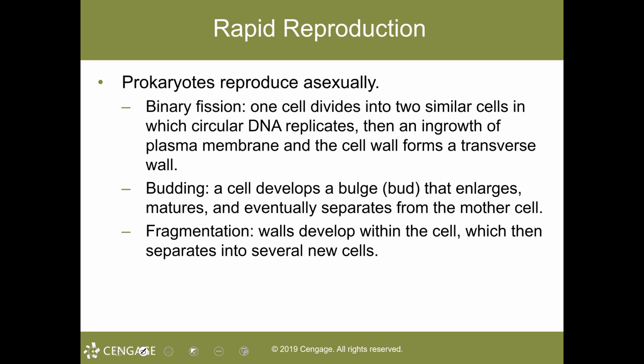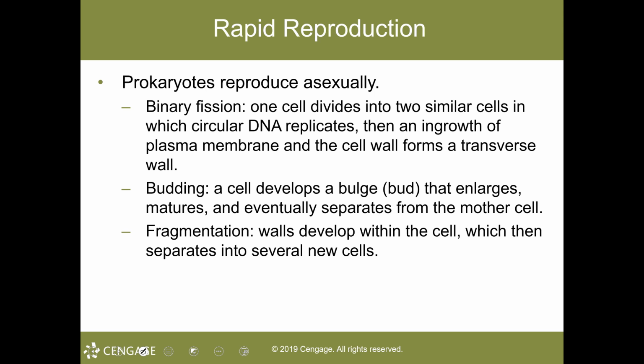So here with rapid reproduction, it happens so rapidly because they reproduce asexually, they being the prokaryotes. And it's done by way of binary fission. One cell divides into two similar cells, in which, of course, the circular DNA replicates, and then you have that ingrowth of the plasma membrane, and then the cell wall forms a transverse wall.